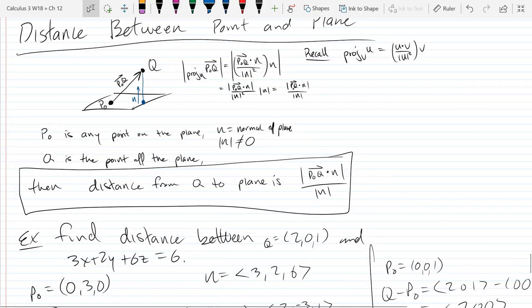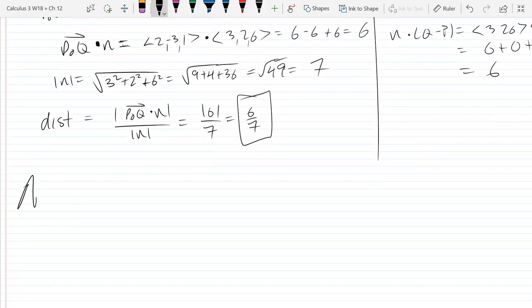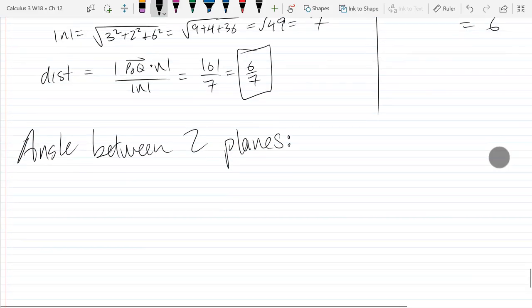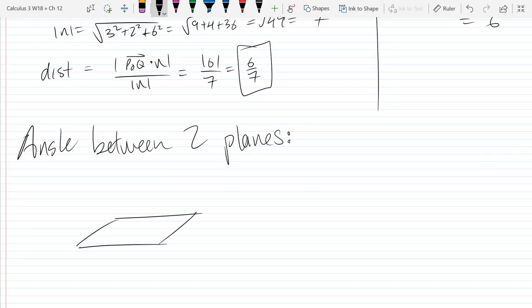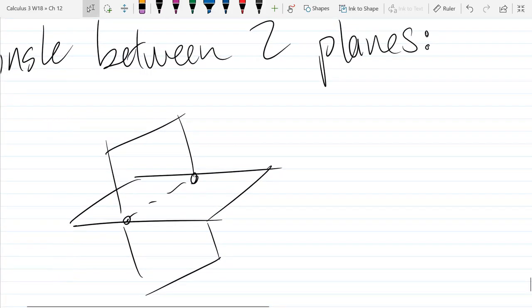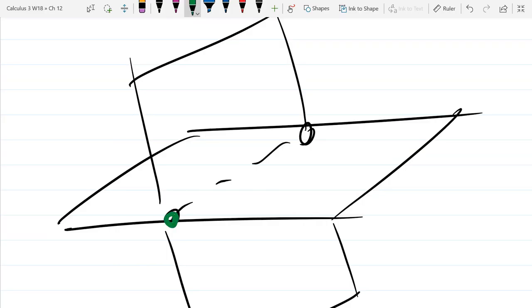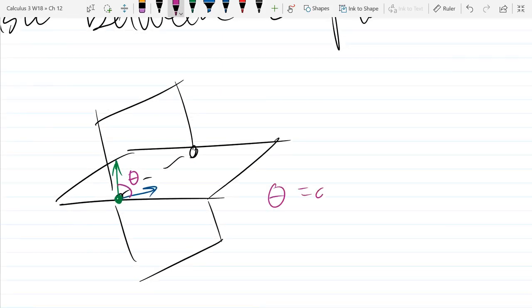So the last topic, I'm not going to do any problems on it because it's easy to do. Angle between two planes. So we intersected two planes. Now I want to know the angle between two planes. How would I get the angle between these two planes? Look at the normals and then find the angle between them. Just like before, I'll try to use the same colors. We've got one normal going one direction, another normal going some other direction. The angle that we want will be theta between the normals. So the angle between planes is the angle between normals.